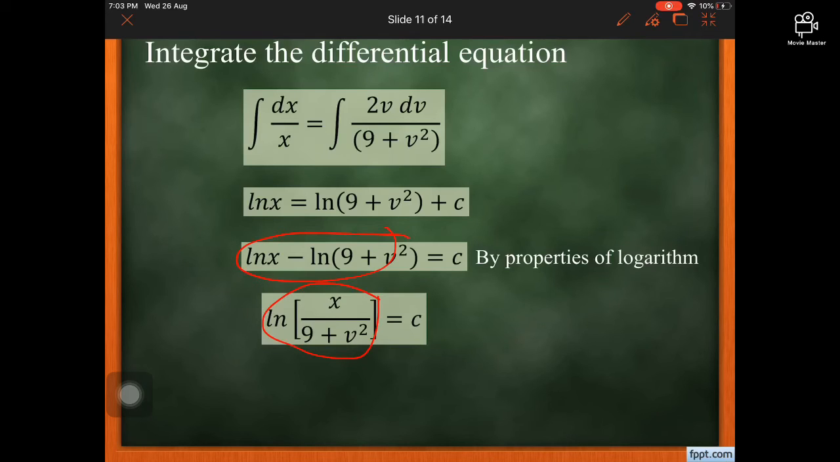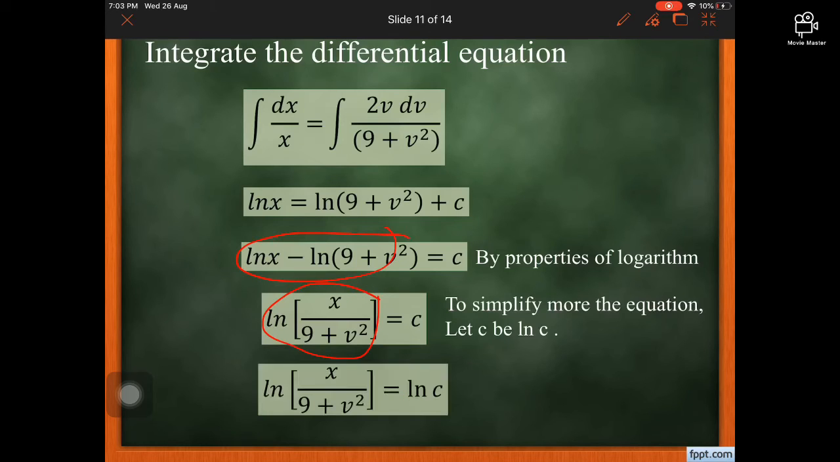That is why I want you to review, recall and study the properties of logarithm, because that is very important in differential equations. So now, after using the properties of logarithm, we can still simplify the equation more by letting c be ln c, and that gives us this fifth equation.